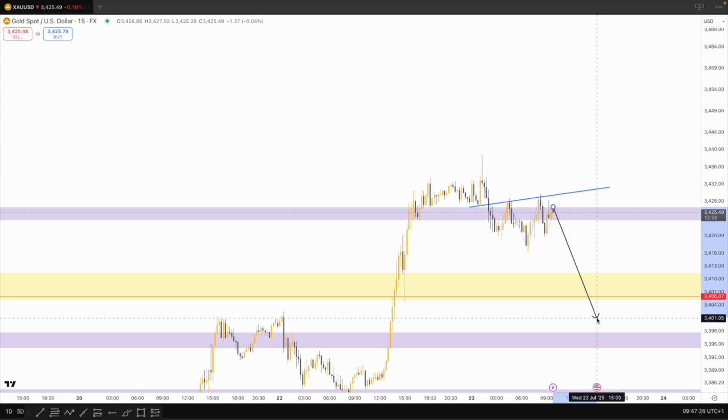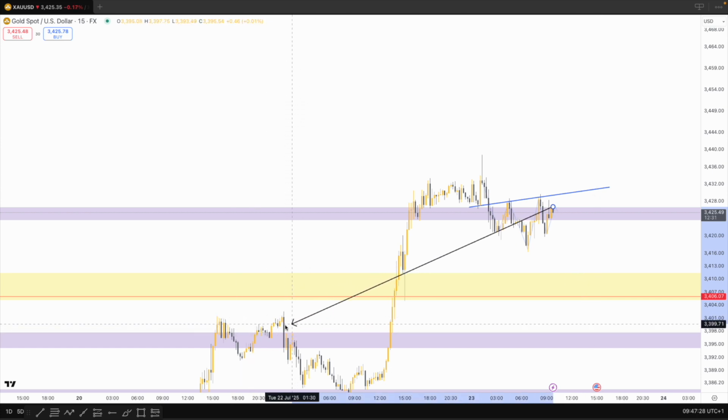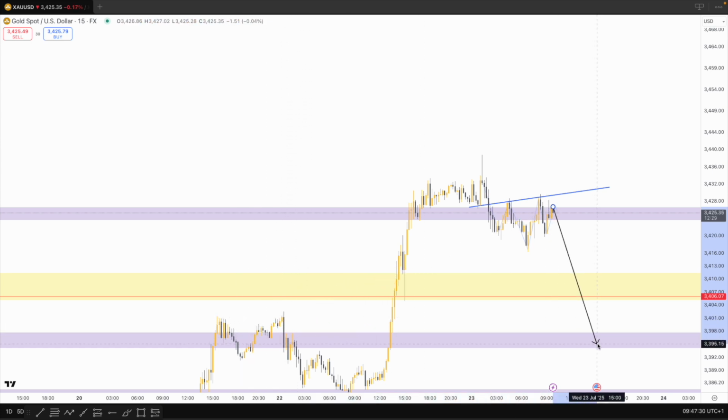The reason why I say this level here is because obviously this is the previous high. The furthest we'd expect gold to go is around 3,395 if we do see a bearish continuation from this point onwards. However, given the current price action and candlestick structure that we are seeing, we are going to anticipate and agree that a bullish move is a lot more probable from this point onwards.